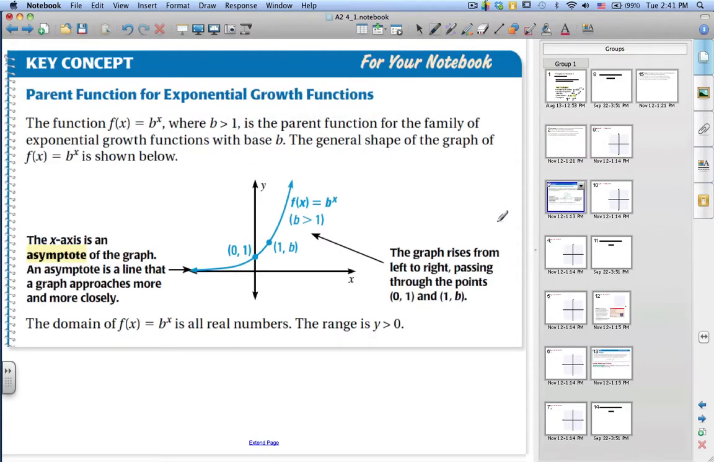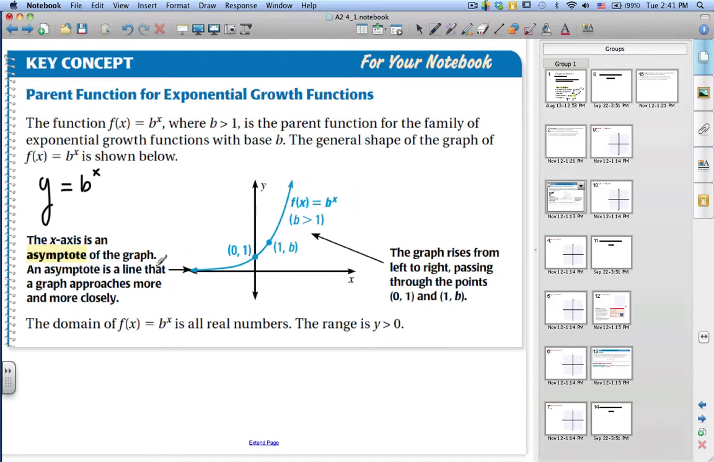Okay, some background here on growth functions. This is the graph of f of x is equal to b to the x power, which would be the same as y is equal to b to the x power. And you can see when x is 0, b to the 0 power would be 1. And when x is 1, it would be b to the first power, so 1b, and then here we'd continue on. Okay, so this is what the graph looks like.